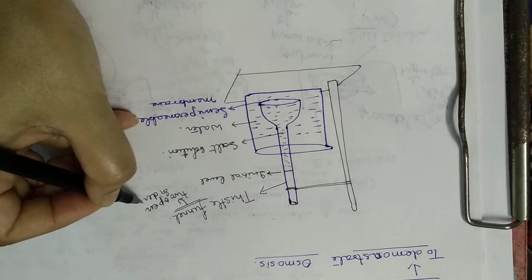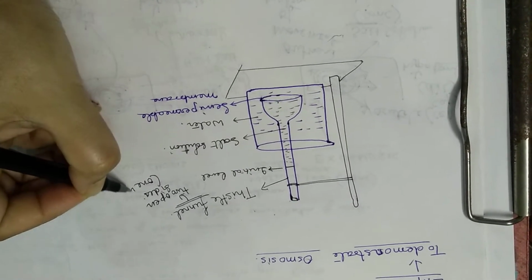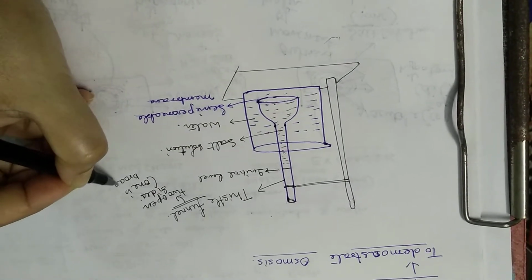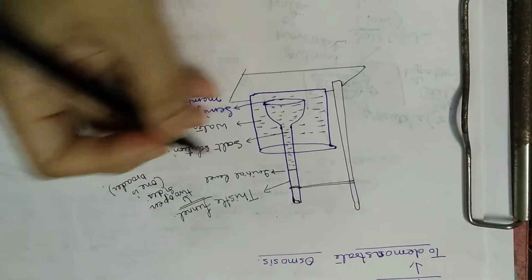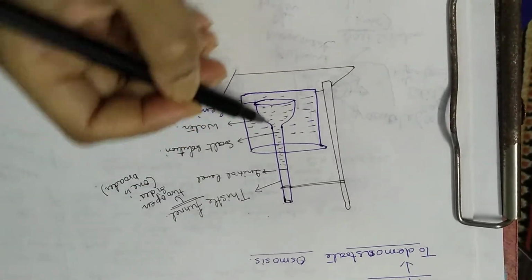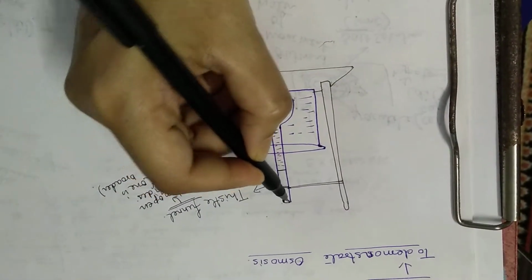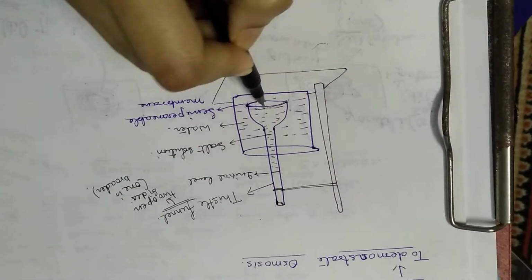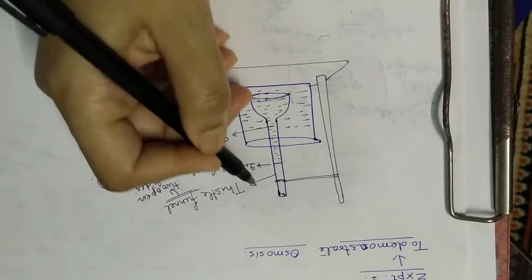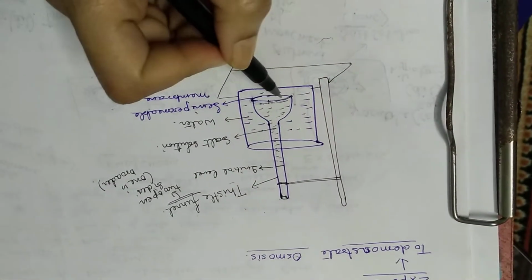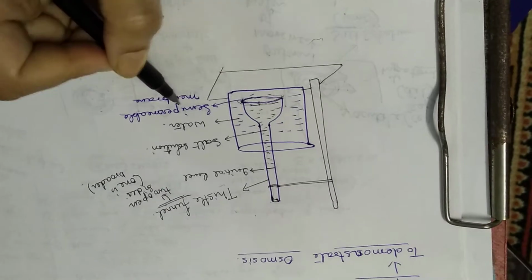One is broader than the other. So here we have taken the thistle funnel, and this is one end which is the broader end, and this is the end which is the narrow end. Both of the ends are actually open. Now, before we go for the experiment, we need to cover up the broader end with a semi-permeable membrane.